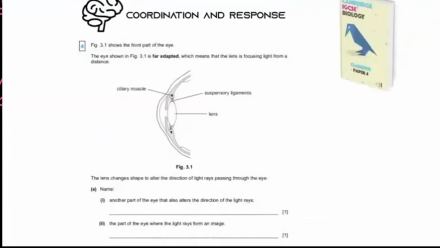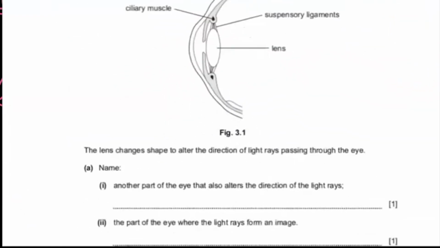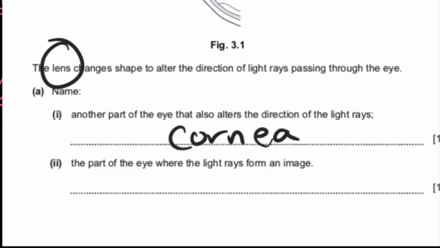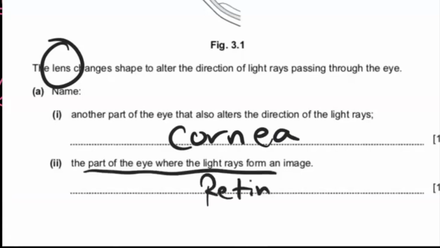Look what it says. They gave me some eye, and they said name part of the eye that alters the direction of light rays. They said lens does alter the light rays, but what else is responsible? Again, that's refraction. Refraction is done by your lens, but it's also done by your cornea. Part of the eye where light rays form an image. So that means they're talking about the retina, not only the fovea, because the entire retina does produce an image, right?